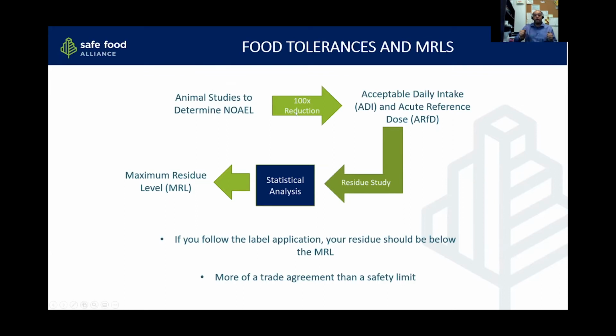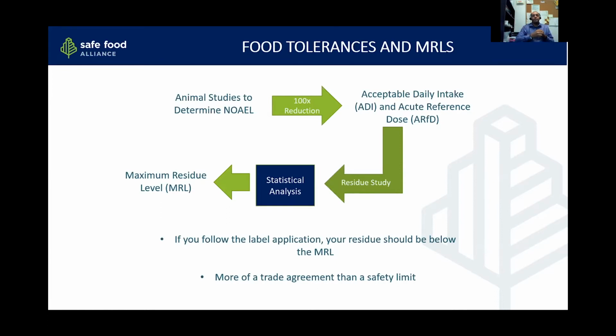Right, from there, we're going to put in a 100 times reduction, a safety margin, because, as we scale this up to the size of a human, we don't always react to things the same way another animal would. And from there, they can calculate the acceptable daily intake, which is the chronic exposure limit, and the acute reference dose, which is the acute exposure limit.